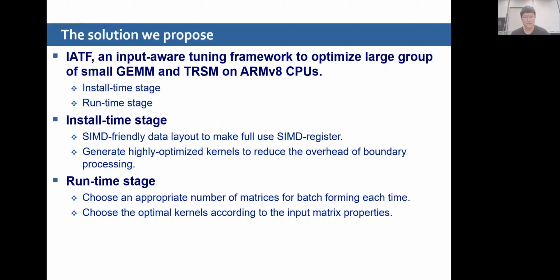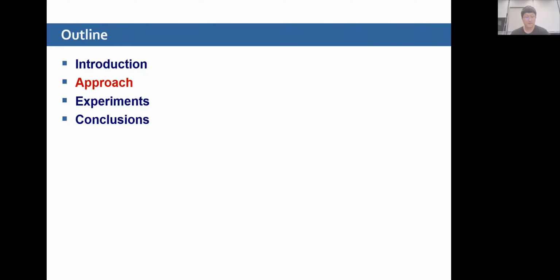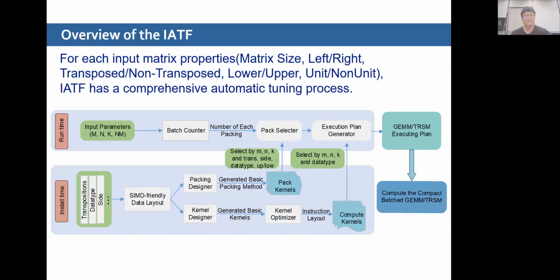At the runtime stage, it chooses an appropriate number of matrices for batch forming each time and chooses the optimal data packing kernel and computing kernel according to the input matrix properties. Finally, it links the above strategy into execution plans. In the following, I will explain our methods in detail.